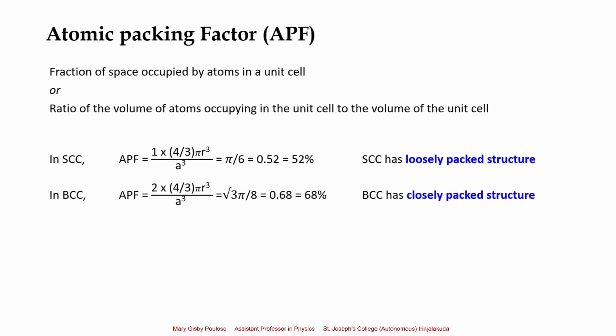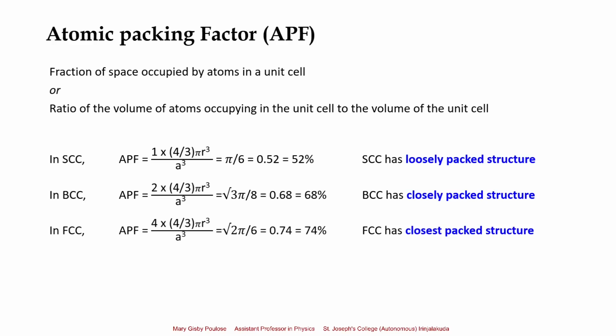Likewise, if we do the calculations for the body-centered unit cell, the volume of atoms in the unit cell is given by the number of atoms, which is 2, into 4/3 pi r cube, divided by the volume of the unit cell, a cube. Substituting using the relation root 3 a equals 4r, we get root 3 pi by 8, that is 0.68. That is, 68% of the unit cell is occupied. Hence we say the body-centered cubic unit cell has a closely packed structure.